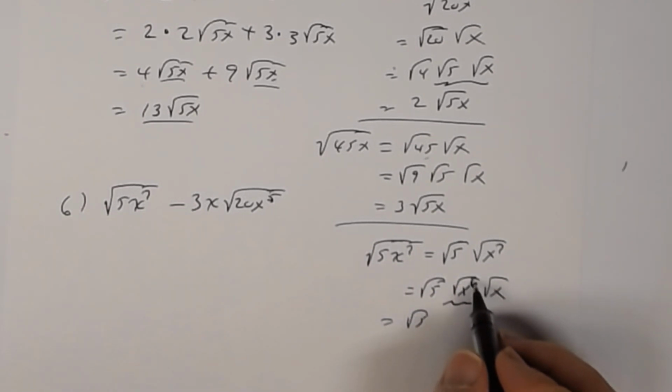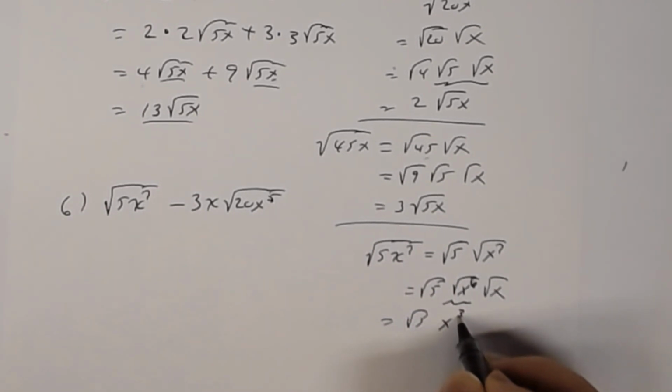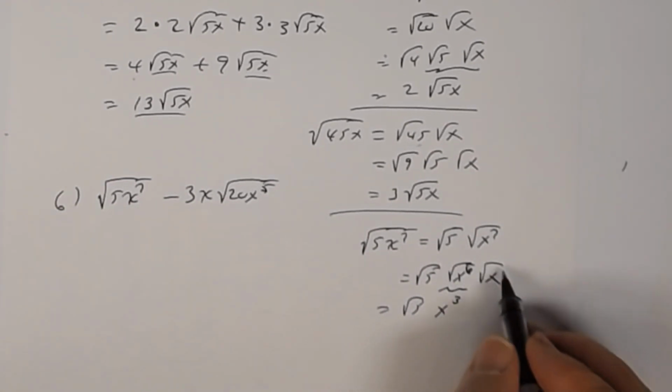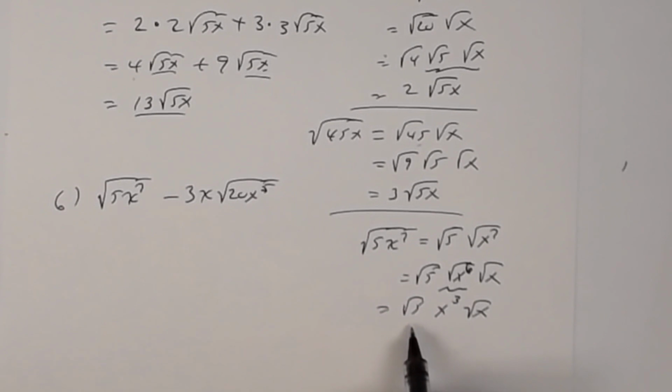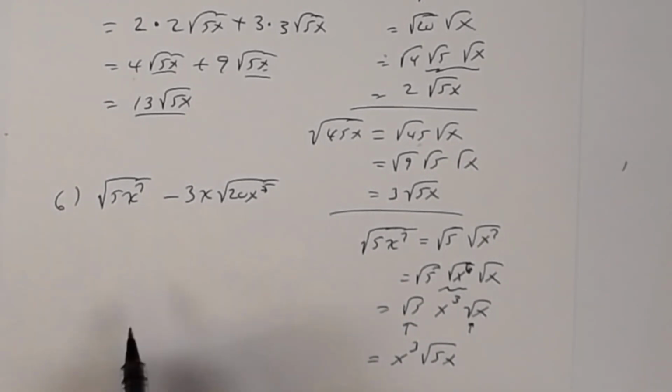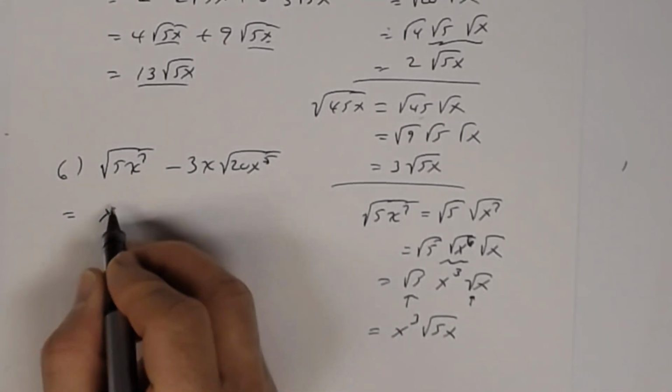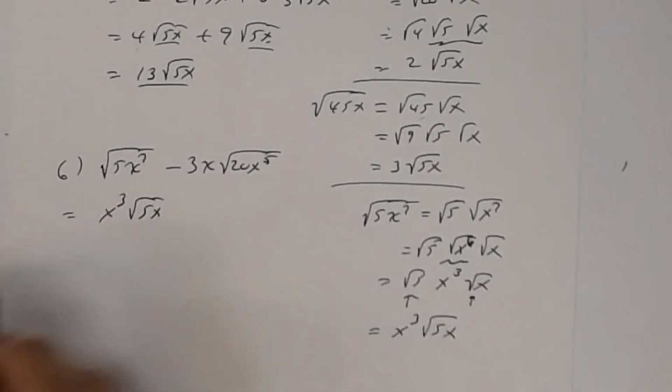The square root of x to the 6th is x to the 3rd, because 6 divided by 2 is 3. x to the 3rd times x to the 3rd is x to the 6th. I cannot simplify the square root of x any further because the exponent 1 is less than 2. But I can rewrite this product as one square root, so I have x cubed times the square root of 5x. So this becomes x cubed square root of 5x.